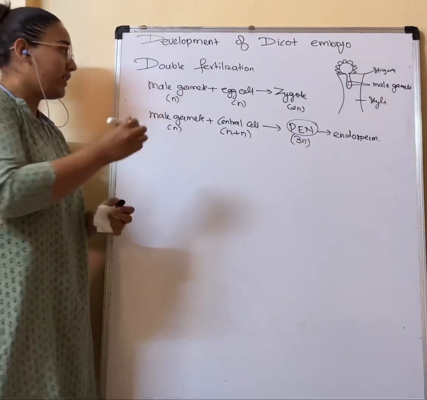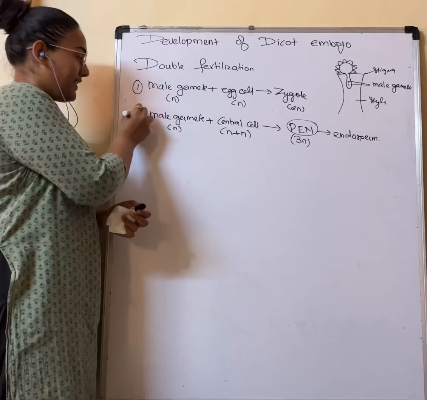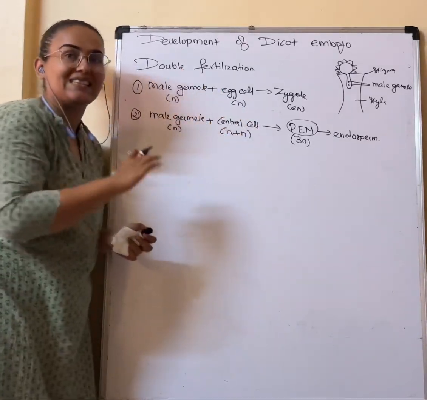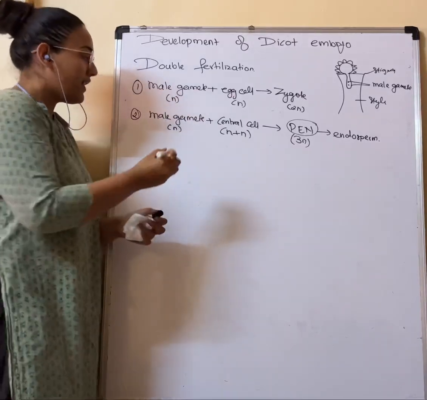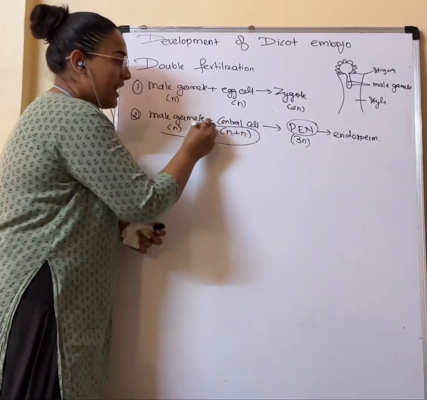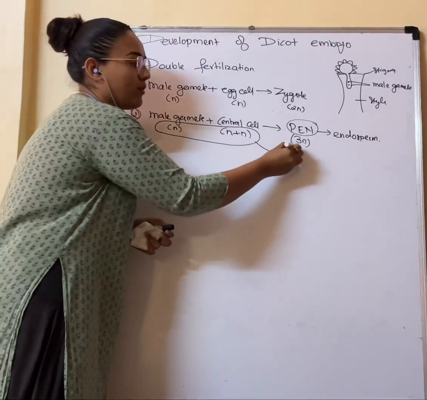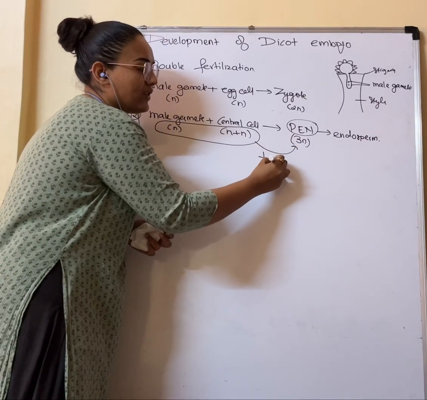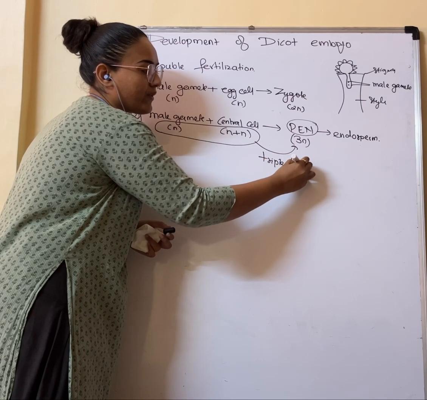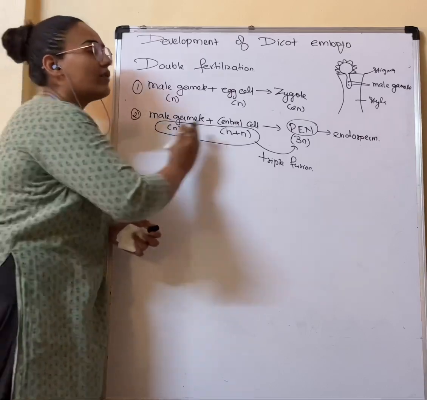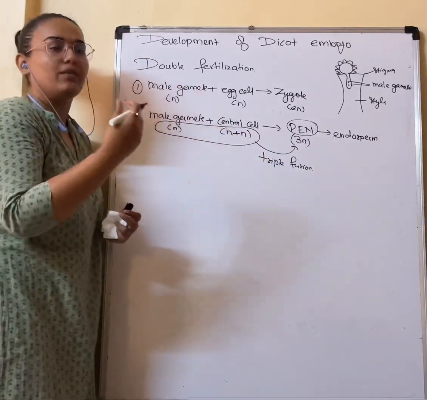Now over here, these two events, that is two fertilizations, are taking place. That's why these are called double fertilization. Whereas, if you can see over here, there are three nuclei which are coming together to form a triploid cell. This is called triple fusion. So this is what we are going to study. We are going to study the development of endosperm later on.